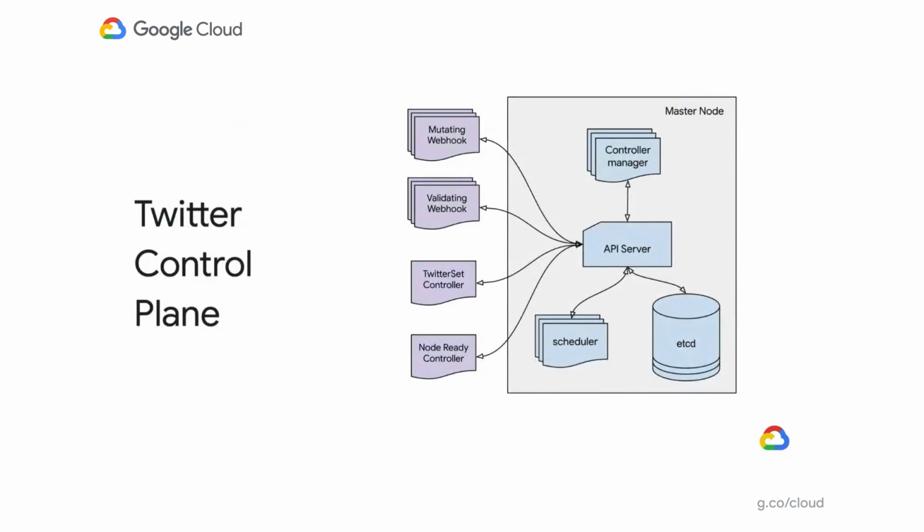We wanted to make the migration to Kubernetes and cloud seamless to our engineers. So we had to customize the Kubernetes control plane to make GKE integrate with our on-premise infrastructure. We created a set of custom controllers and admission webhooks for this, and I'm going to go over a subset of the customization that we did here. We created a Twitter set controller.